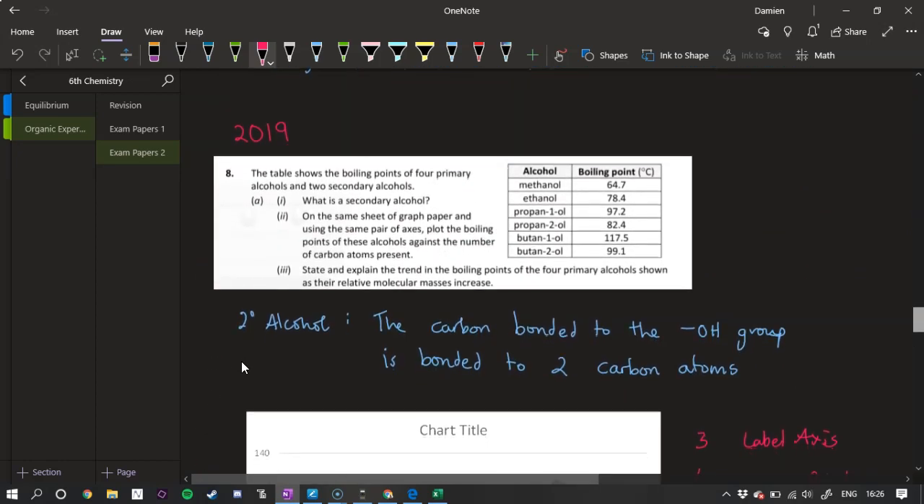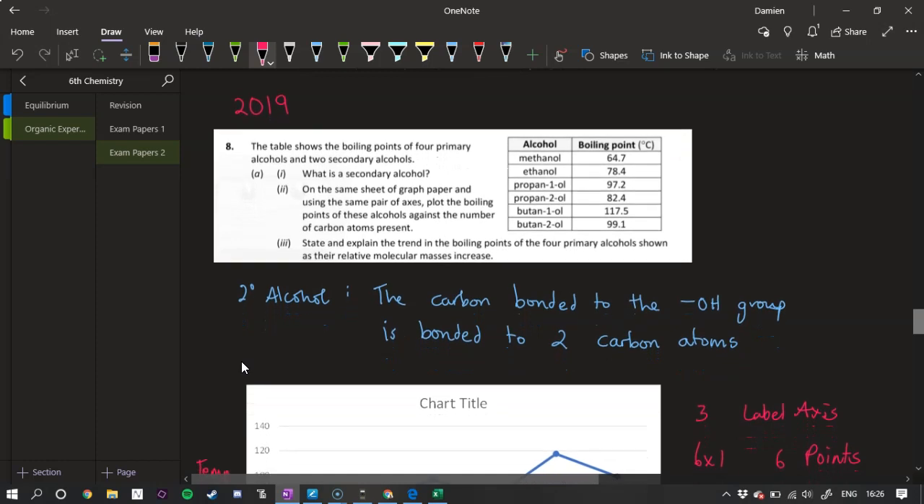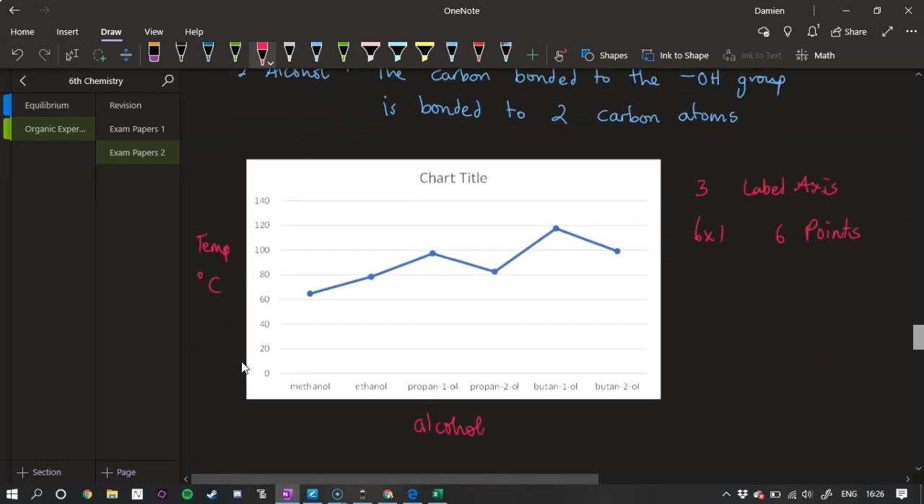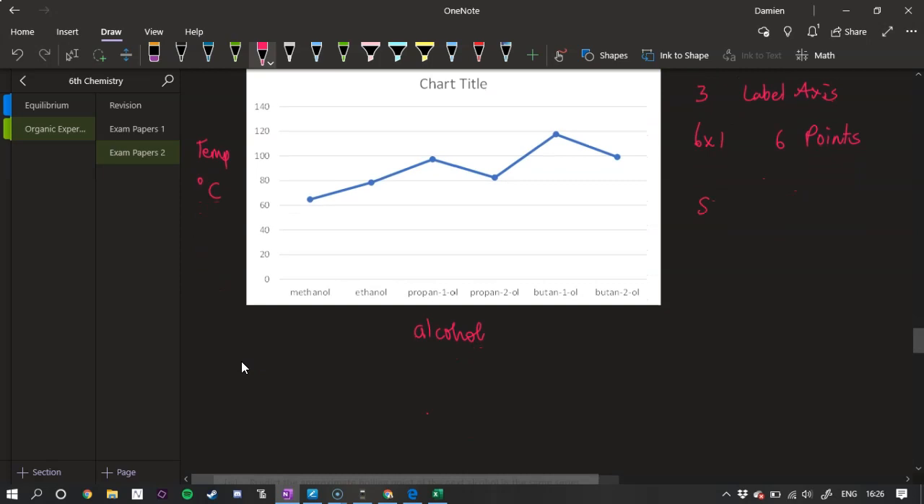So the third part says, state and explain the trend. So state and explain. A lot of students miss this. You have to state and then give a second answer for explain. So if you want to state here what's actually happening in this graph, well, it's a general trend, so it doesn't have to be super accurate, but in general this is increasing. In other words, as you go across, the more carbons you add into your alcohol, the more the boiling point increases. Yes, there's a dip there, propan-2-ol and butan-2-ol at the end, but in general it's increasing.